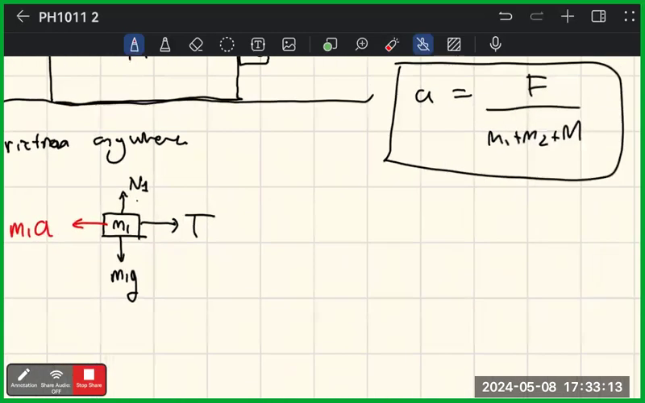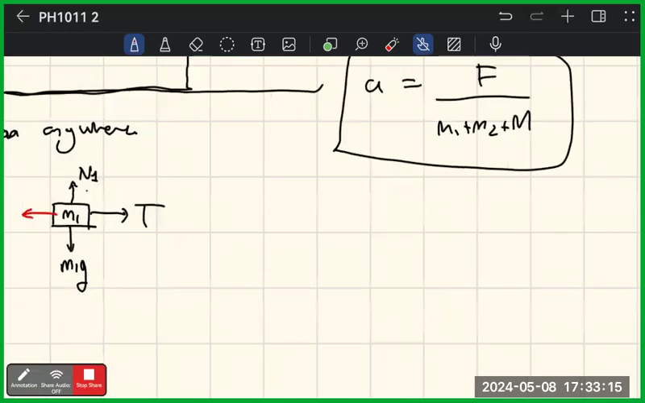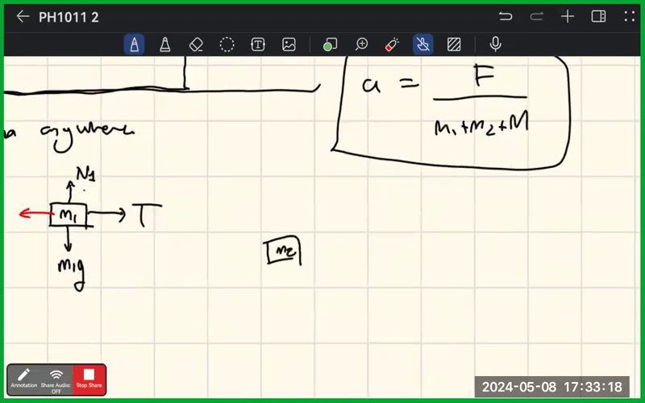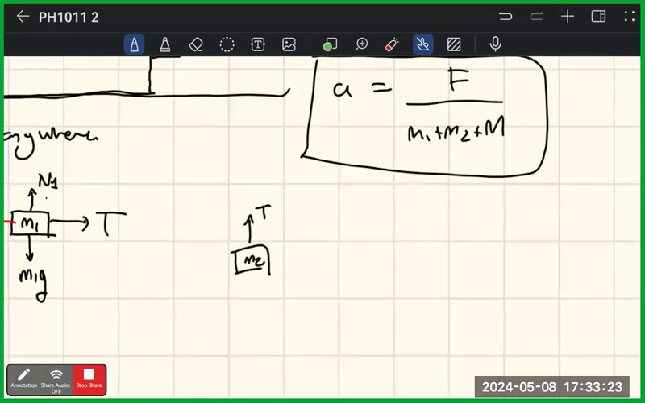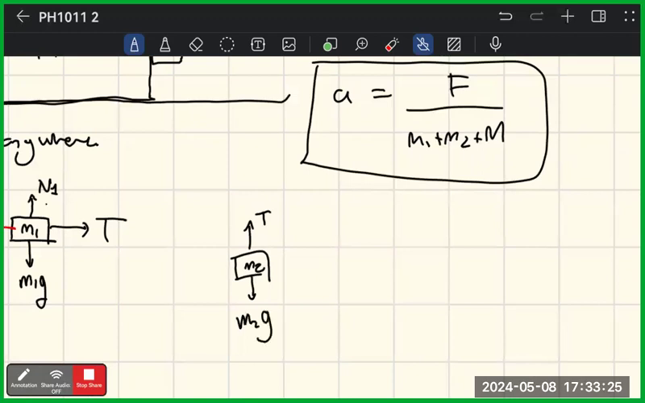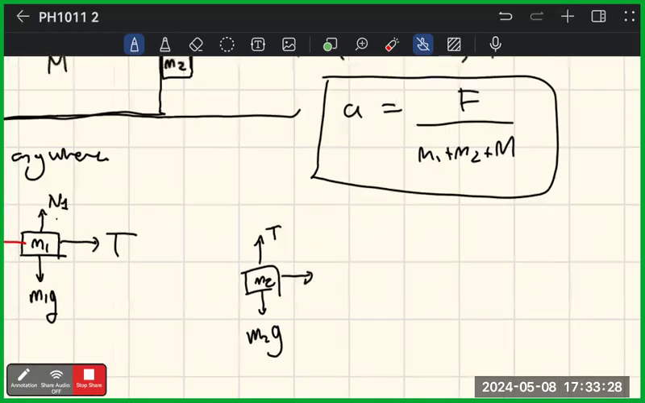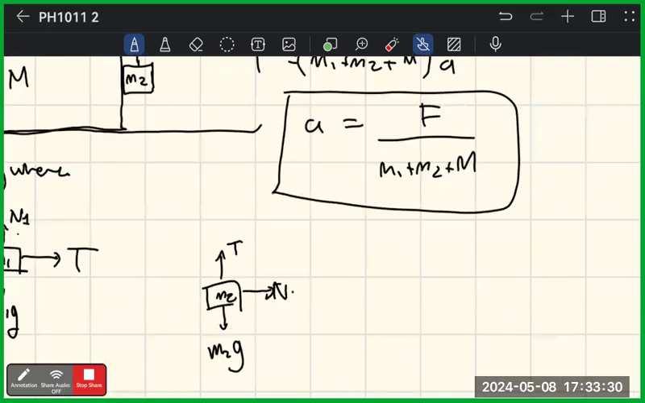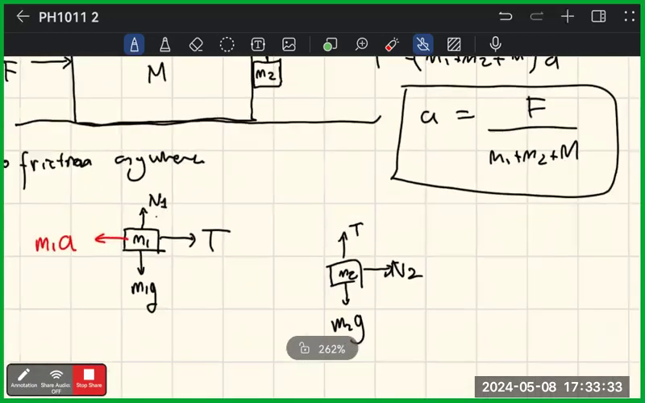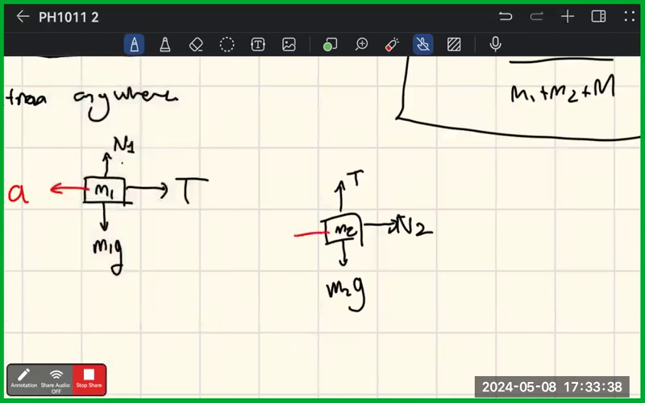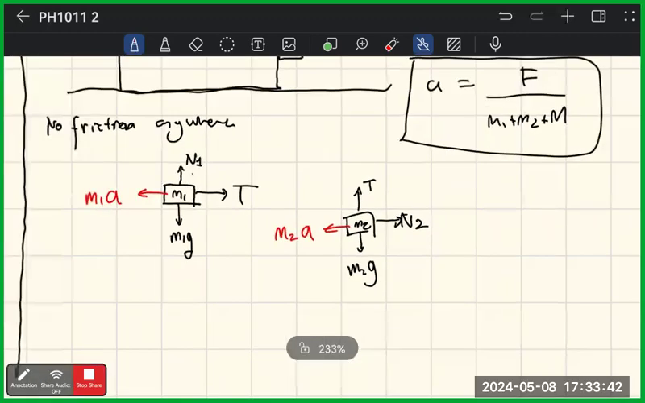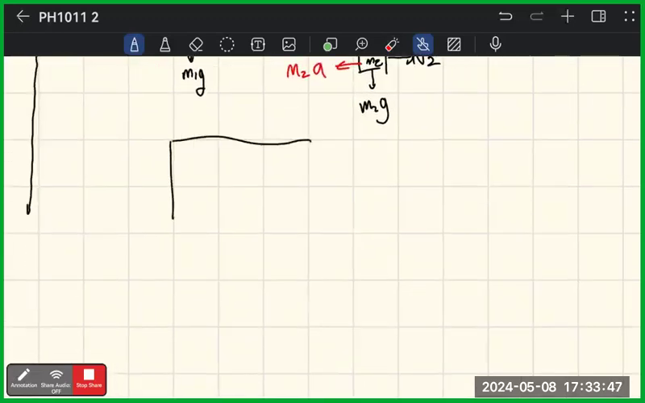Okay, so for m2, it's going to be the same. The pulley, the tension is dragging it upwards. We have m2g here. We also have the normal force from the M, which is N2, let's say. I think that's it. Oh, and we have the fictitious force, which is m2a. And for m1, we can also do the same. For the big M, we can also do the same.